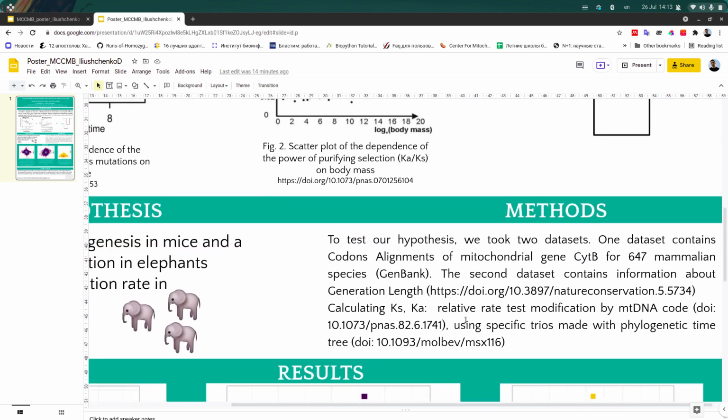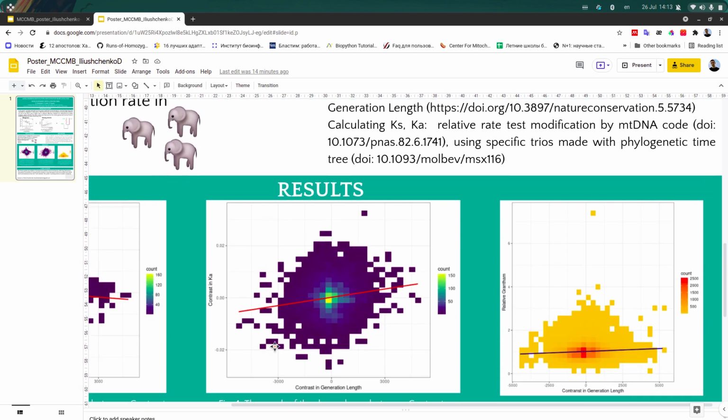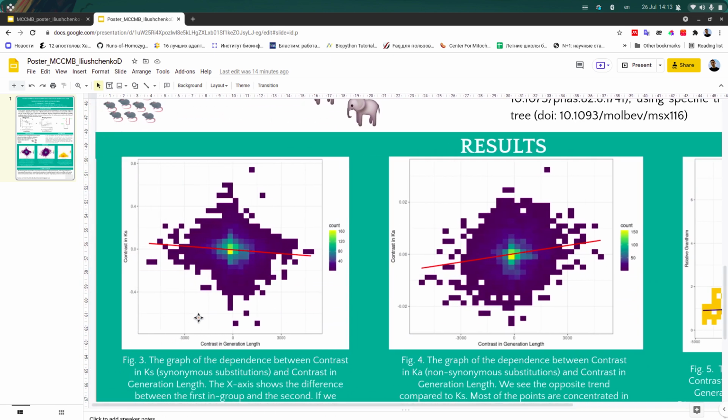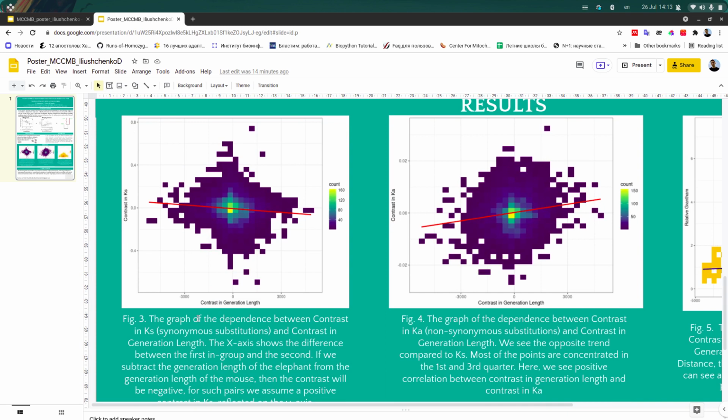One dataset contains a codon alignment of the mitochondrial gene cytochrome B, and the second dataset contains information about generation length. Let's take a look at our results, at our first graph. Here we analyze the contrast between pairs of our species. We calculate the difference between the generation length of the first and the second species, and we do the same with KS. If our two species are, let's imagine, mouse and elephant, and we subtract the elephant's generation length from the mouse's, we will get a negative contrast in generation length, and we expect a positive KS.